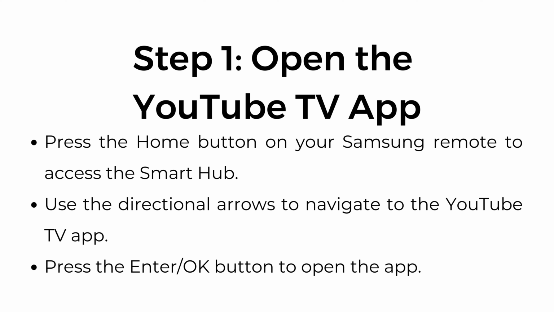Open the YouTube TV app. Press the home button on your Samsung remote to access the Smart Hub. Use the directional arrows to navigate to the YouTube TV app. Press the Enter/OK button to open the app.